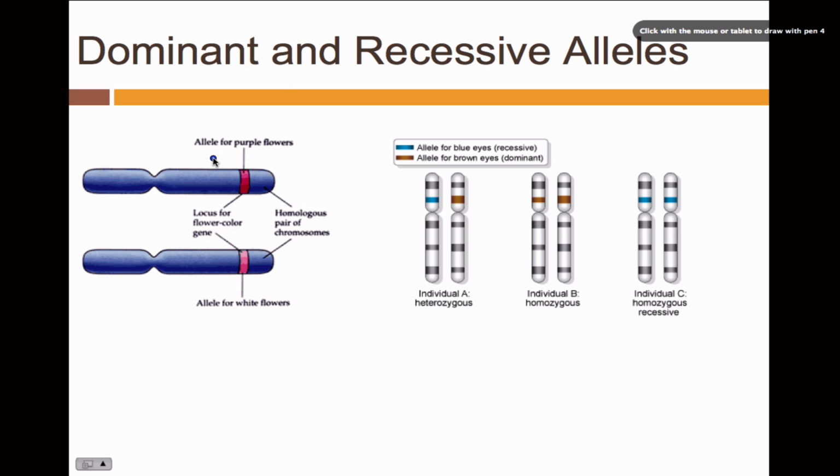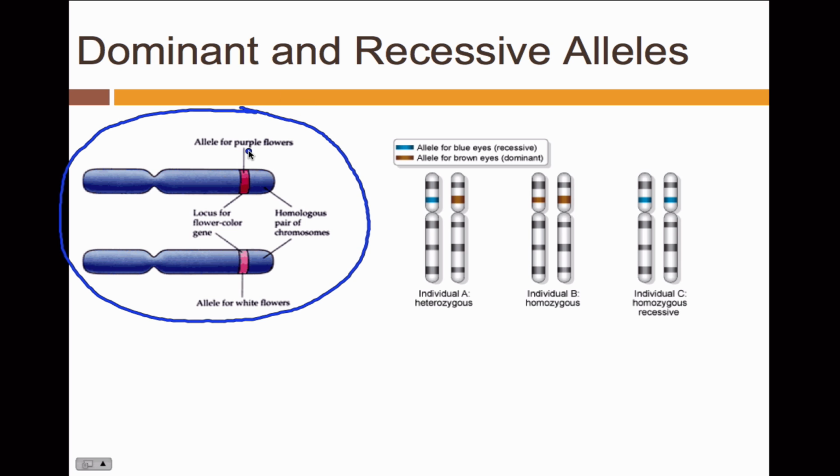If you'll look right here, these are homologous chromosomes. This might be the chromosome from dad and this might be the chromosome from mom, but what we see is they each have an allele. This one has the allele for purple flowers and this one has the allele for white flowers. What Mendel found out was that purple flowers are dominant to white flowers. So with this allele pair, the flowers on that plant are going to be purple because this dominant allele is there, and whenever the dominant allele is there, the recessive is not expressed. Only the dominant is expressed in the flowers.